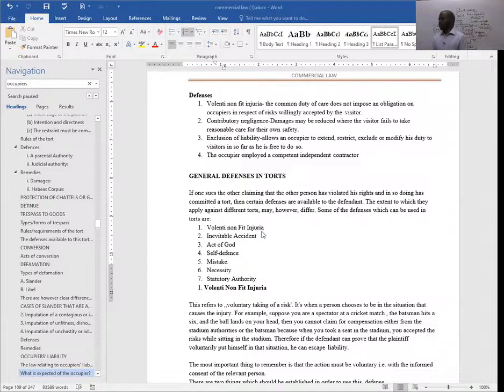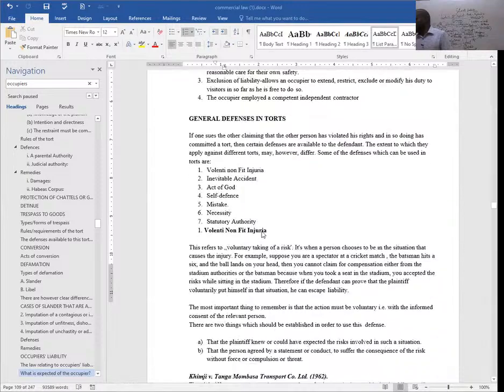Statutory authority, so that I think I've explained, whereby basically there's a statute or a specific law that allows a particular tort or a particular wrong to be committed. So it can be used as a form of defense. Those are the general defenses that can be pleaded under the law of tort.